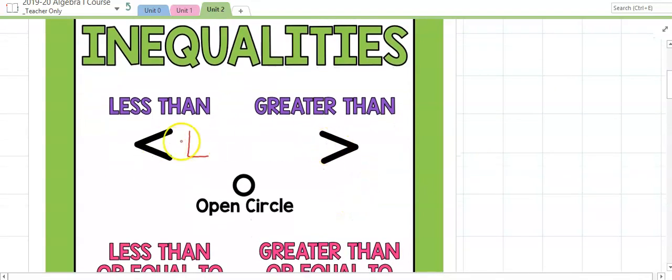When you have these symbols in your inequality, and remember, an inequality is just like an equation, but the two sides aren't equal, they are not equal, which makes them an inequality. If we have these symbols, when we graph it on a number line, we're going to use an open circle.